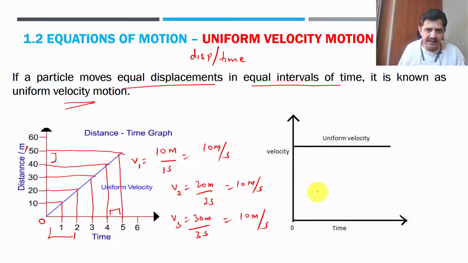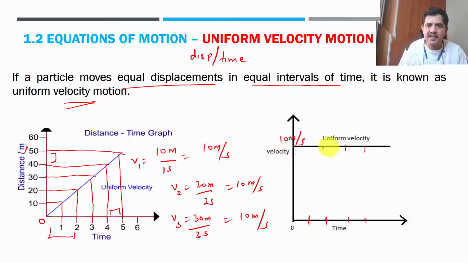A plot of the velocity versus time will thus give me a straight line like this, parallel to the time axis. The reason is because at time t equal to 1 second, I get 10 meters per second. At t equal to 2 seconds, again the same value. At t equal to 3 seconds, the same value. At t equal to 4 seconds, the same value. And thus the same value continues for every value of time. So you can observe that the velocity does not change, or velocity remains constant.